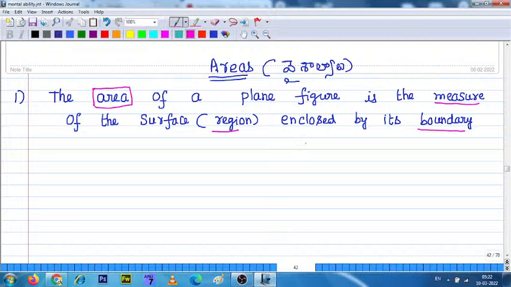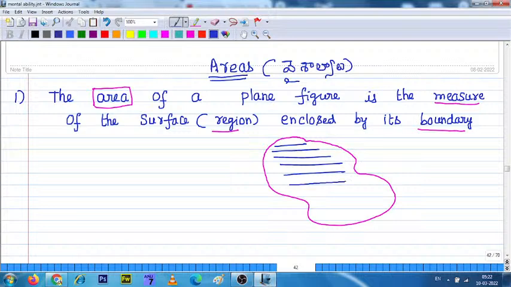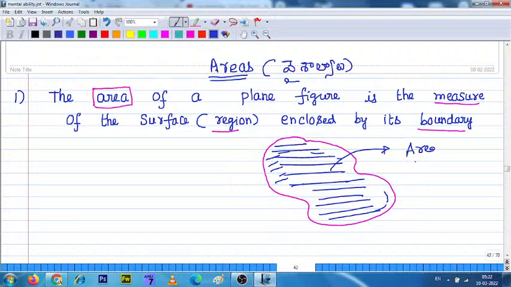Suppose for example this is a plane figure like this, then this is a boundary, and the shaded portion is called area. దీన్ని వైశాల్యము అంటారు. ఏరియా వైశాల్యం అంటే, దాని యొక్క మొత్తం బౌండరీ లోపల ఉన్నటువంటి ప్రాంతాన్ని దాని ఏరియా అని పిలుస్తారు. ఈ ఏరియా ఎలా క్యాలిక్యులేట్ చేయాలి, that we are going to discuss now.